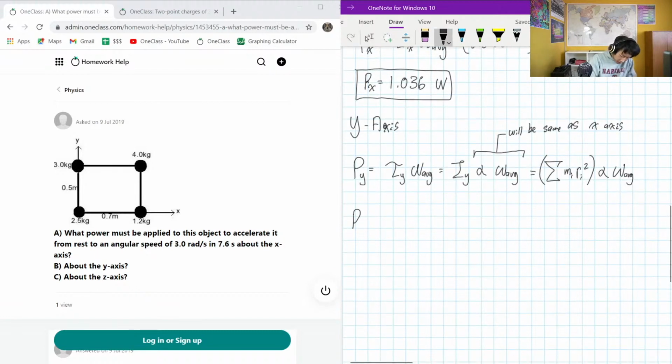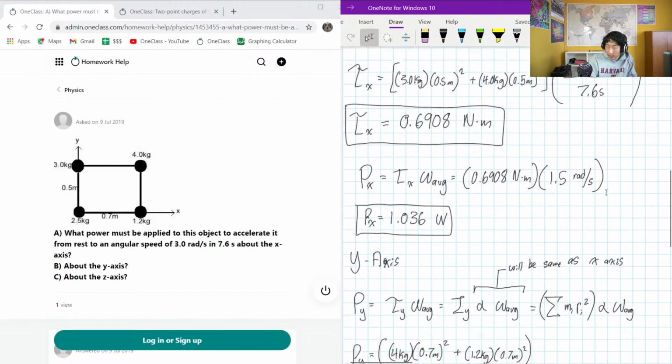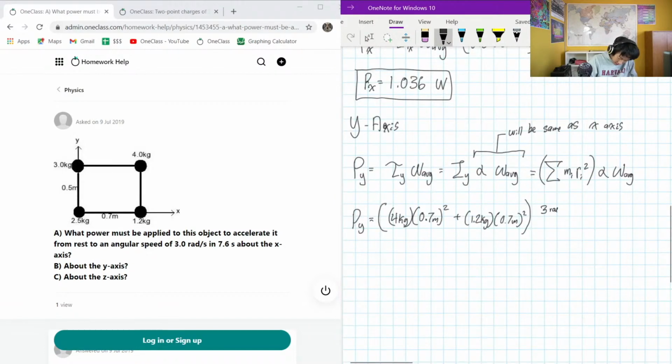Okay, so let's write this out. Power of y. Our first mass is going to be the 4 kilogram multiplied by 0.7 meters, but we've got to square the distance, plus our second mass, 1.2 kilograms, multiplied by 0.7 meters squared again. And our calculation for alpha, what was it? It was 3 over 7.6. So 3 radians per second over 7.6 seconds. And our omega average was 1.5 radians per second.